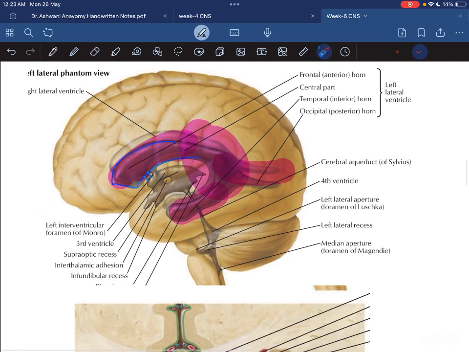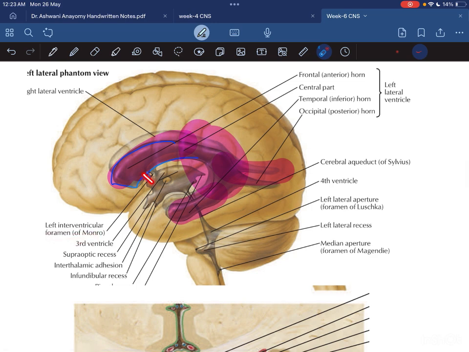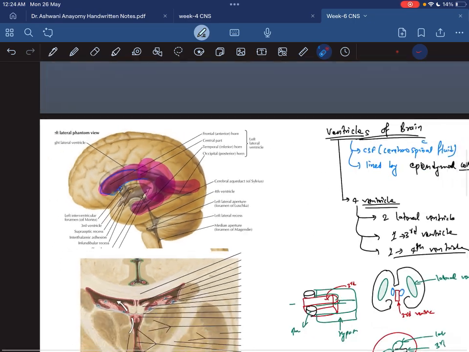So this is known as the foramen of Monro. So it's connected through the lateral ventricle to the third ventricle, lateral ventricle to the third ventricle, through the interventricular foramen or foramen of Monro.